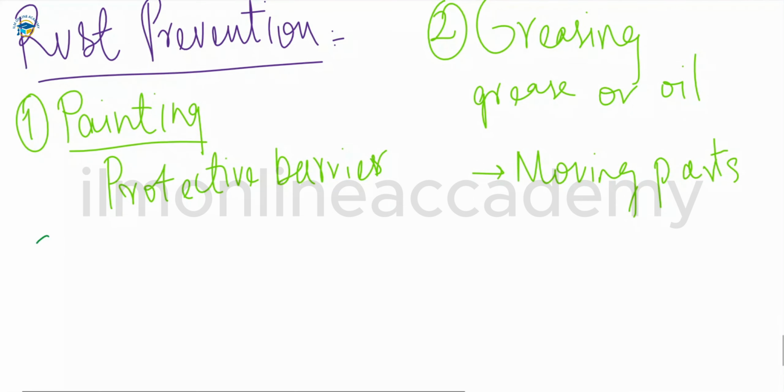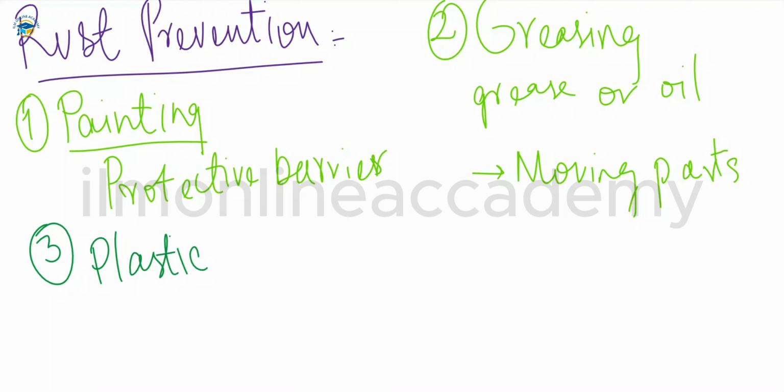Next we have the third one, that is with plastic. So if we coat with plastic, what will happen? The moisture and the water will not get to the metal. So plastic can be used as a coating to isolate the metal from the corrosive elements, preventing the rust.